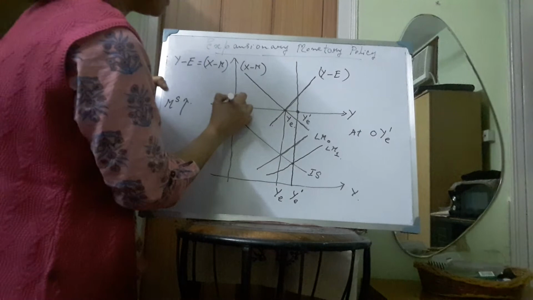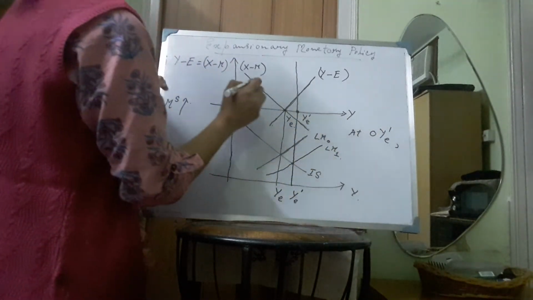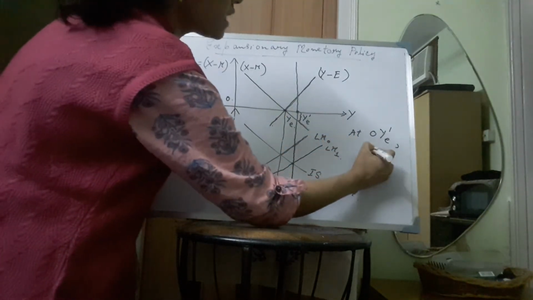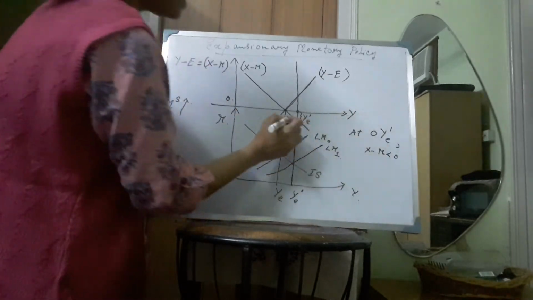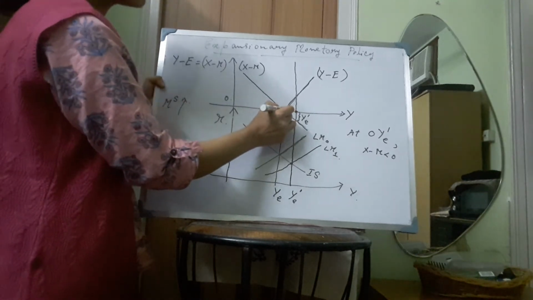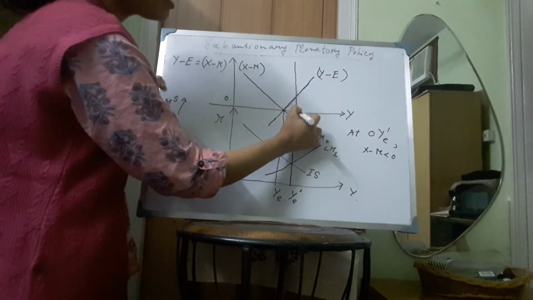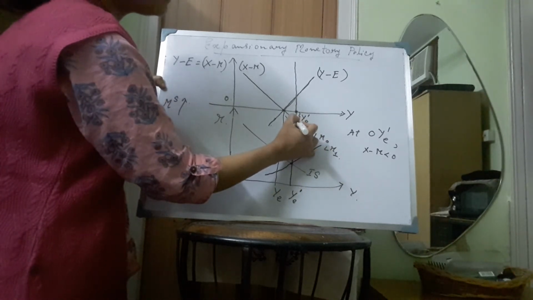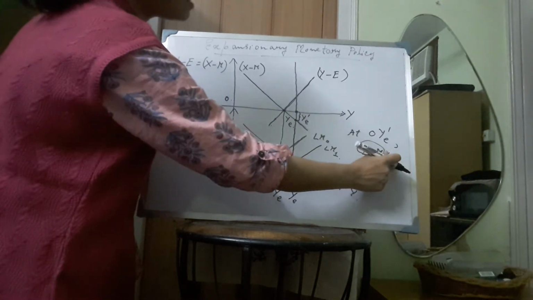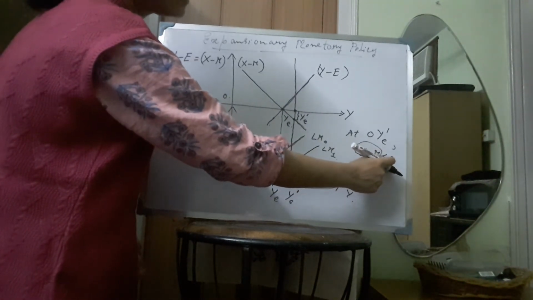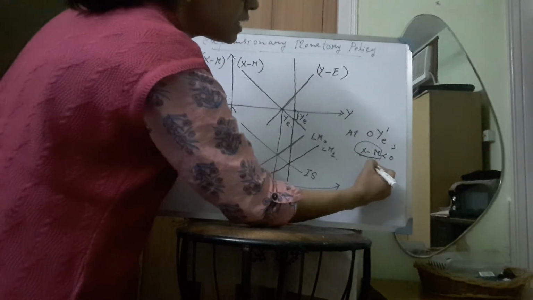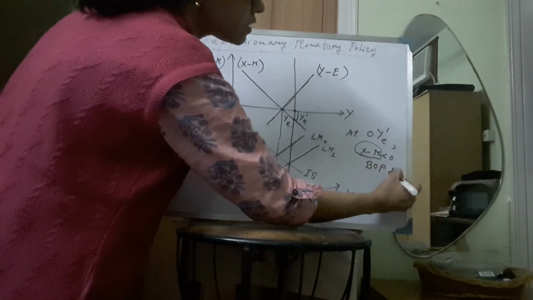Now at this point, that is at OYE dash level of income, the x minus m is negative. So initially at YE, x minus m was equal to y minus e, and there was a trade balance at this point. Now at the new level of income YE dash, there is a trade deficit because x minus m is negative here. So if there is a trade deficit, then that means there is a balance of payment problem. So there is a balance of payment deficit in the economy.